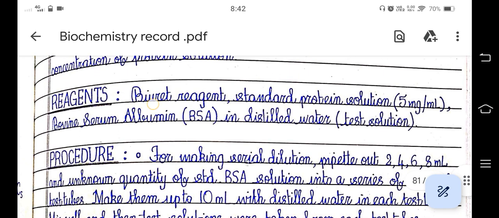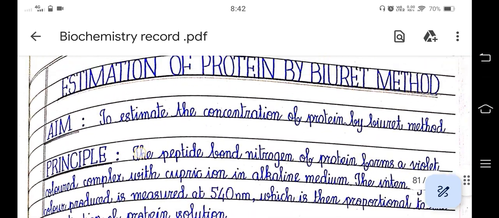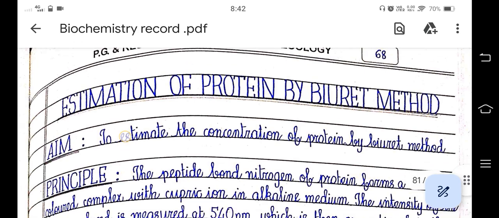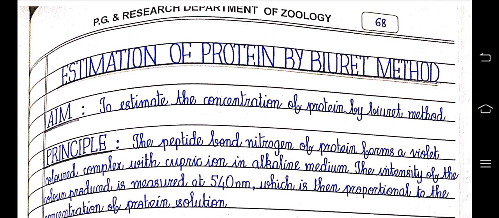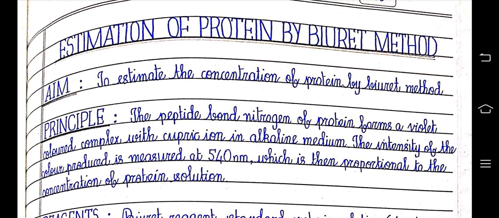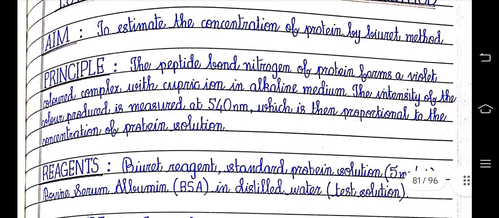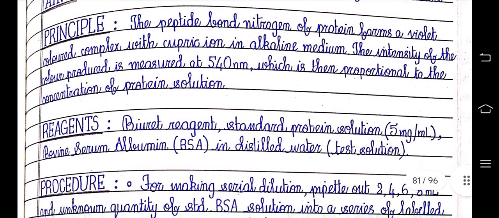In this video, we are going to learn about an experiment called estimation of protein by Biuret method. This is a quantitative test aimed to estimate the concentration of protein by Biuret method. Principle: the peptide bound nitrogen of protein forms a violet colored complex with cupric ion in alkaline medium. The intensity of the color produced is measured at 540 nanometer, which is proportional to the concentration of protein solution.